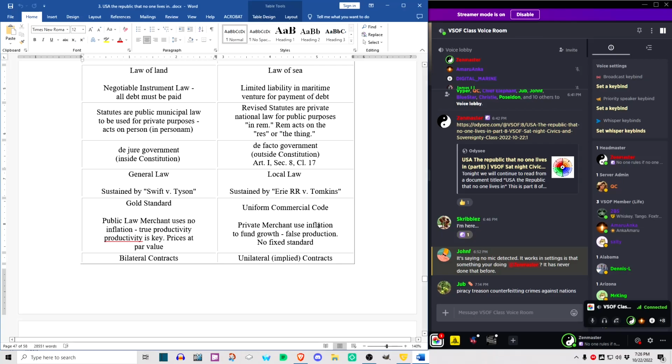But on this side, you've got the Uniform Commercial Code, UCC, private merchant use of inflation to fund growth, false production, no fixed standard. And this is the whole entire banking system.